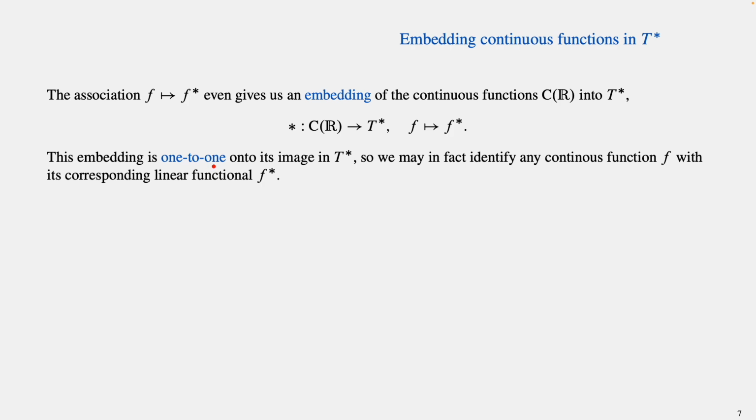And this is in fact a one-to-one mapping onto the image of the continuous functions in T star. So we may in fact identify any continuous function f with its corresponding linear functional f star. So we can pretend that the continuous functions live inside of T star.